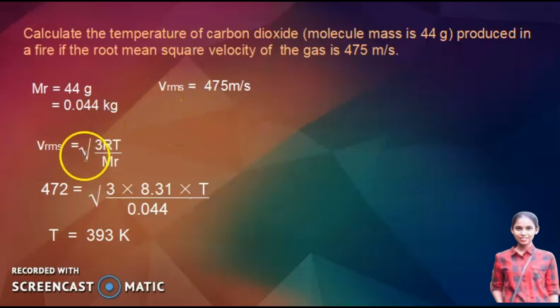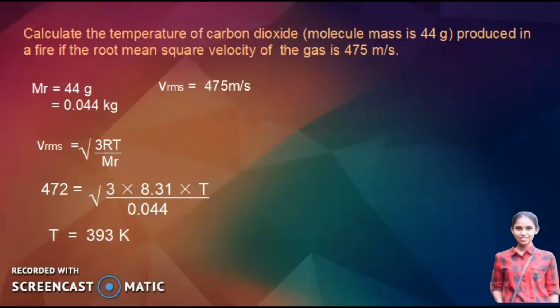As usual use the formula VRMS equals square root of 3RT over MR. Again, since the question already gives the molecular mass, use this formula and substitute all the values into the formula. Then we get the temperature of carbon dioxide.